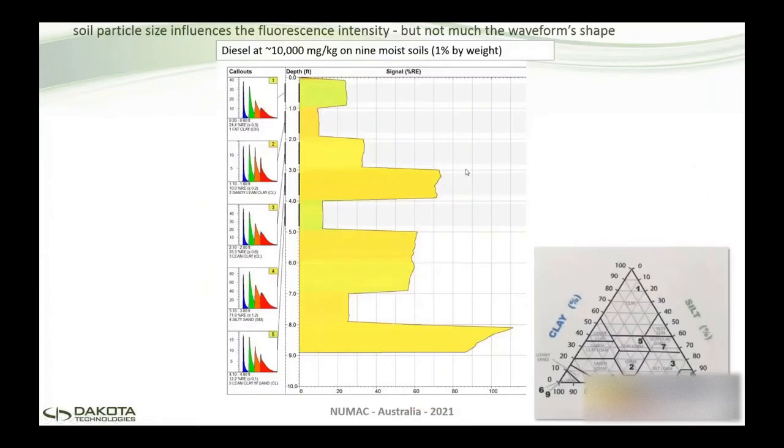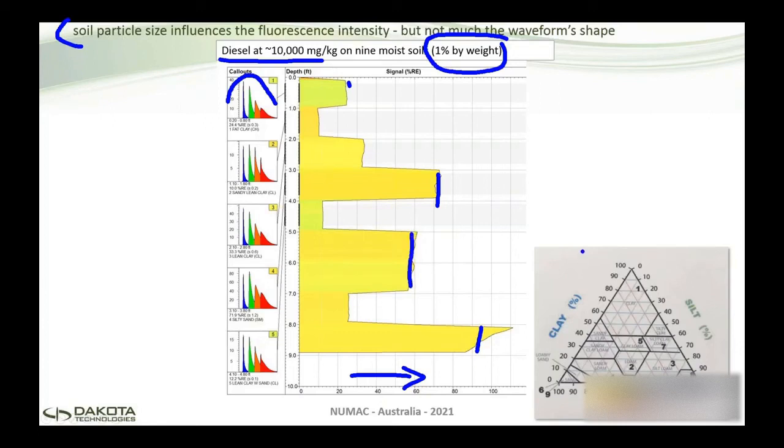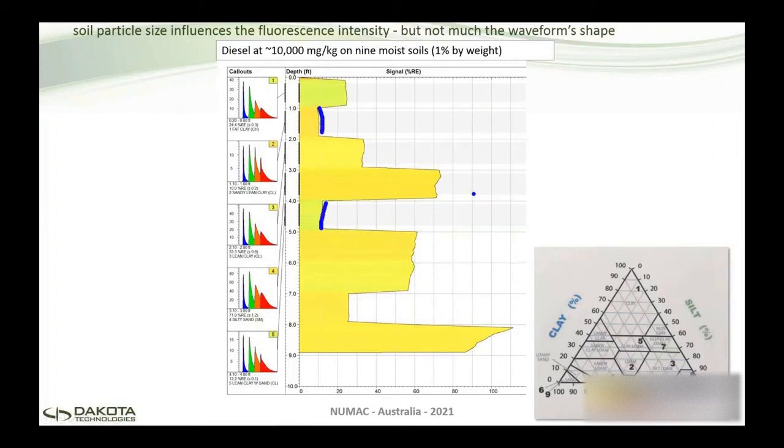Okay, another thing that vexes the performance of LIF is soil particle size. So here I loaded diesel at 10,000 milligrams per kilogram on 9 different types of soil, and they are all 1% moisture by weight. And we spiked them all, and then we recorded them all, one after the other on a UVOST, and you can see the percent RE, or the intensity or the size of the waveform, was much larger, and I'm not going to dwell on this, for the coarser grain materials, and it really gets subdued when you're in fine clays and silts. Okay, so there is an effect there.